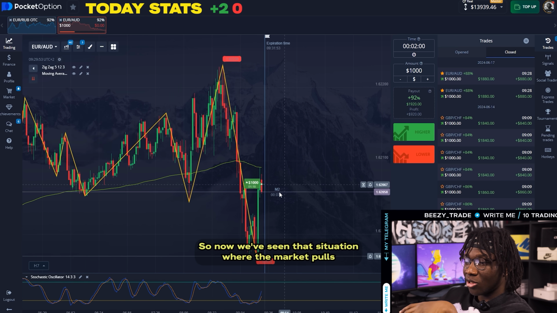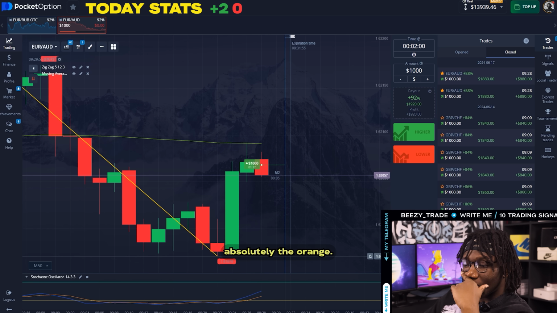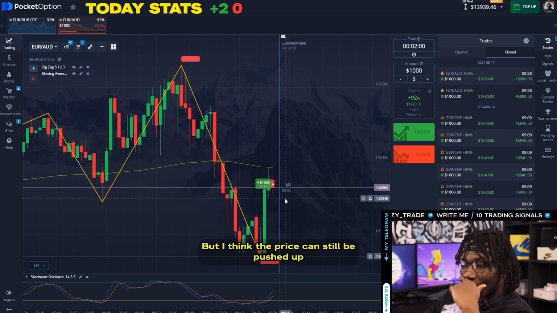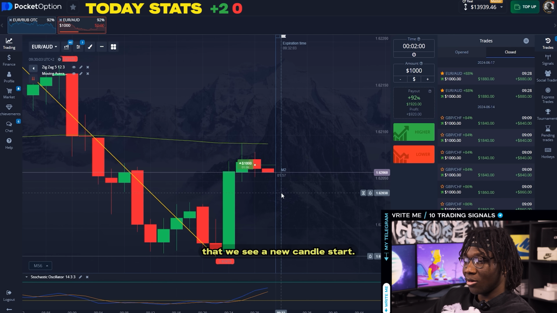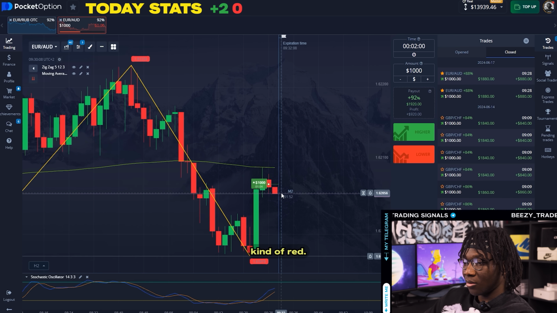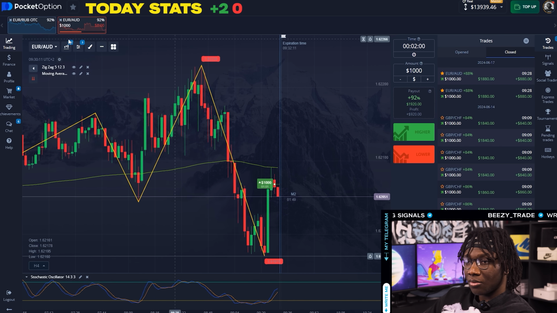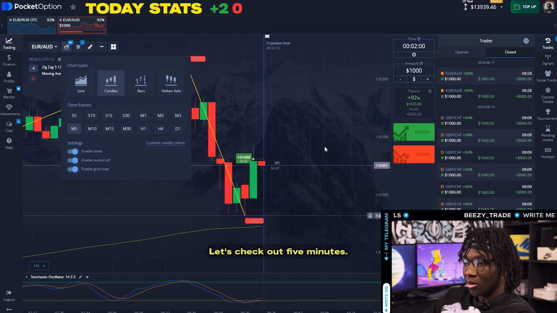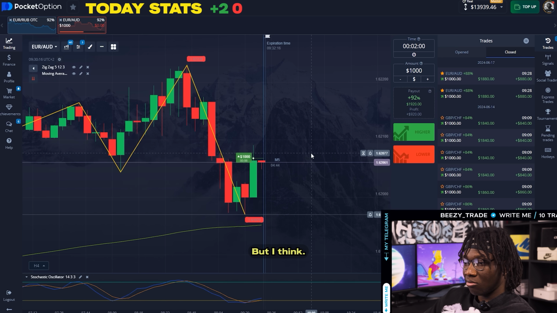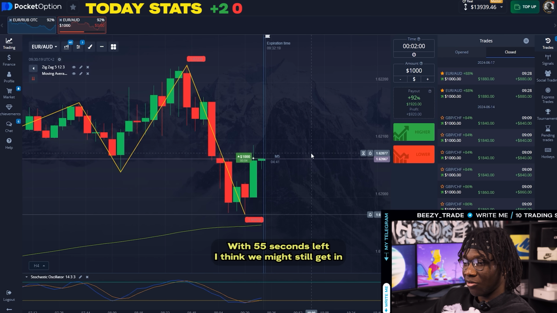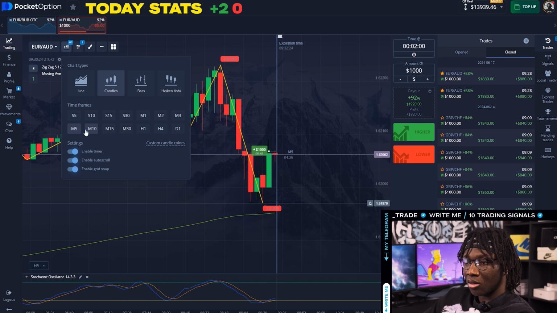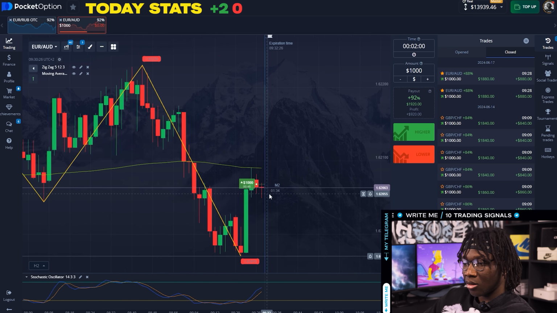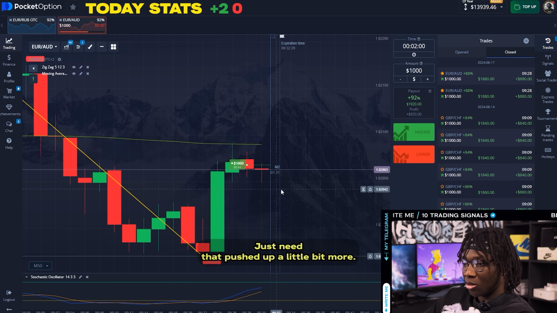Now we're seeing that situation where the market pulls absolutely downwards. But I think that price can still be pushed up. So we see a new candle start, and in this case, it's staying kind of red. Let's check out 5 minutes. Seeing the same situation here, but with 55 seconds left, I think we might still get in the money. Just need that pushed up a little bit more.